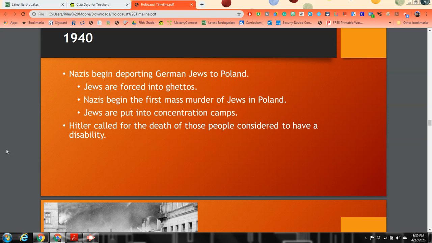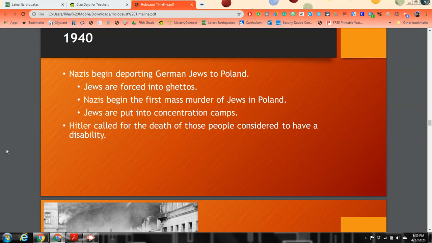Poland was home to one of the most infamous and famous concentration camps known as Auschwitz, and that was a death camp. So if you were heading to Auschwitz, you most likely were going to die at Auschwitz. Several Jews were put into concentration camps. They were either a camp or a death camp.